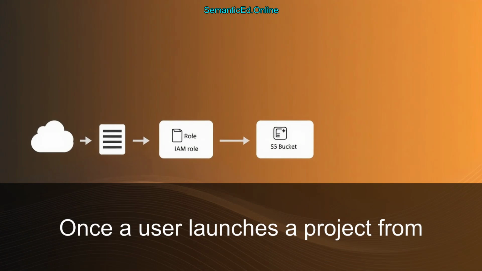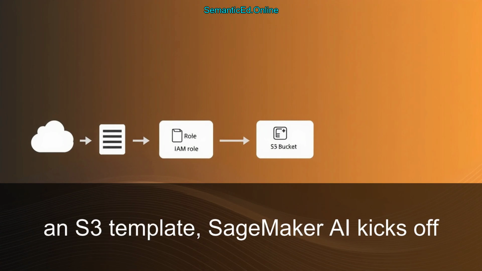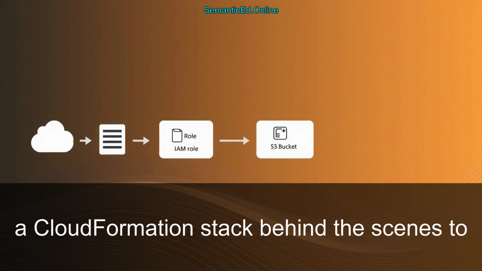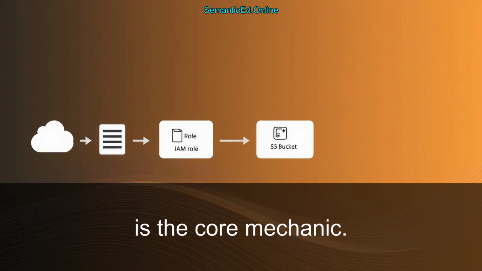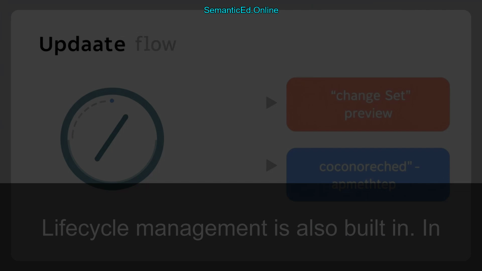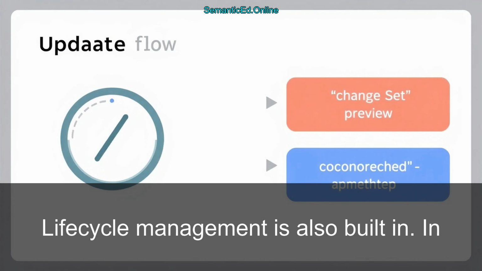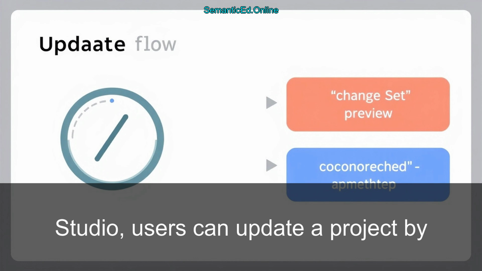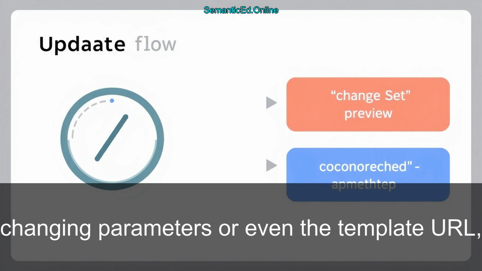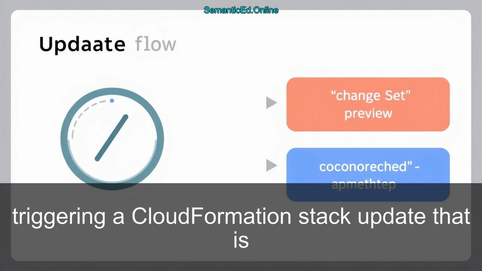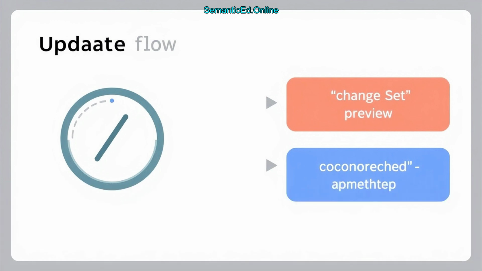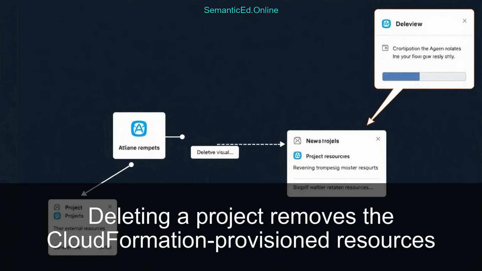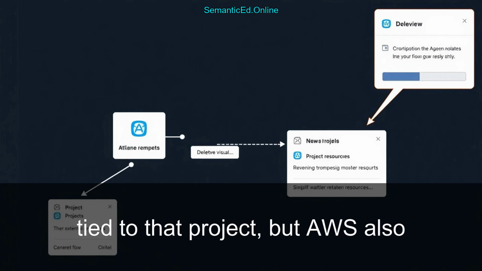Once a user launches a project from an S3 template, SageMaker AI kicks off a CloudFormation stack behind the scenes to provision whatever resources your template defines. That is the core mechanic. Lifecycle management is also built in. In Studio, users can update a project by changing parameters or even the template URL, triggering a CloudFormation stack update that is validated before execution. Deleting a project removes the CloudFormation provisioned resources tied to that project.